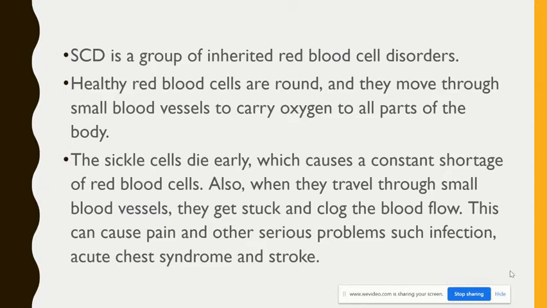So some facts about sickle cell disease. There's a group of inherited red blood cell disorders. The healthy red blood cells are round, while the sickle cells are more bent. Sickle cells die early, so this also affects the amount of red blood cells you have in your body.